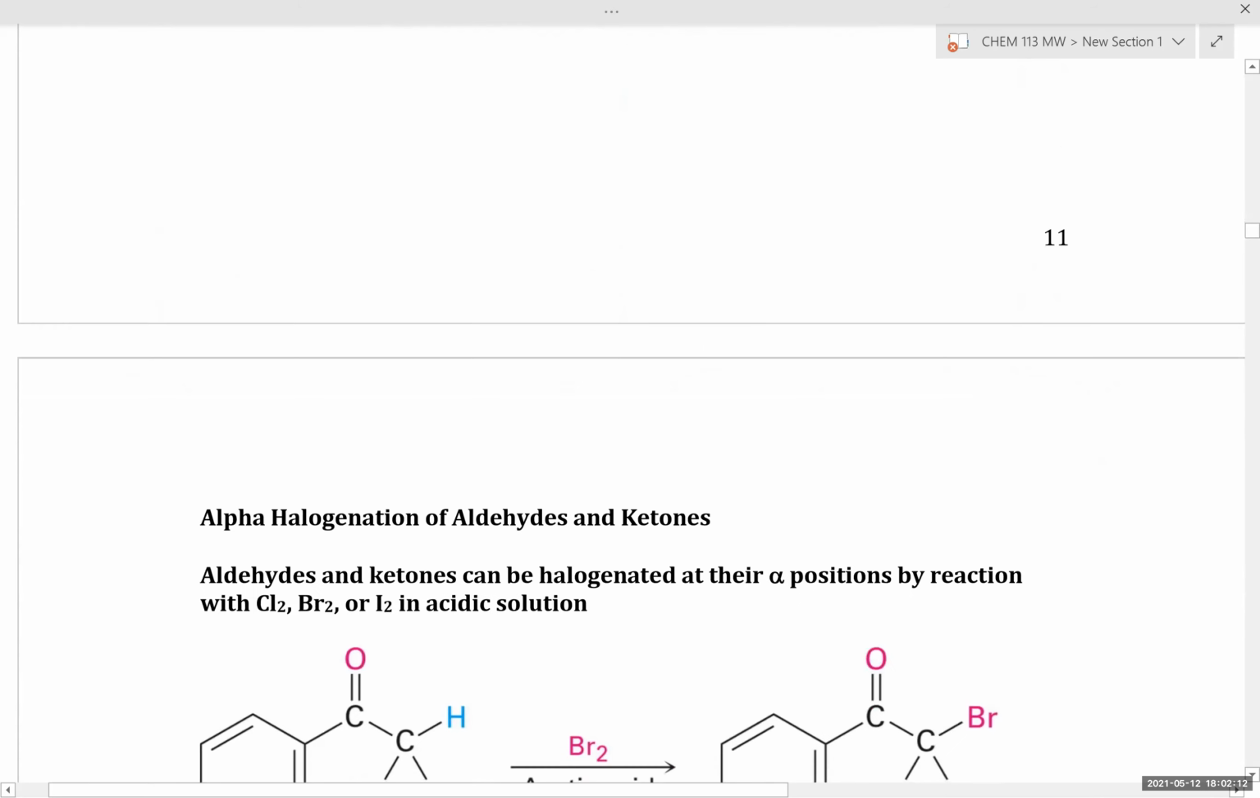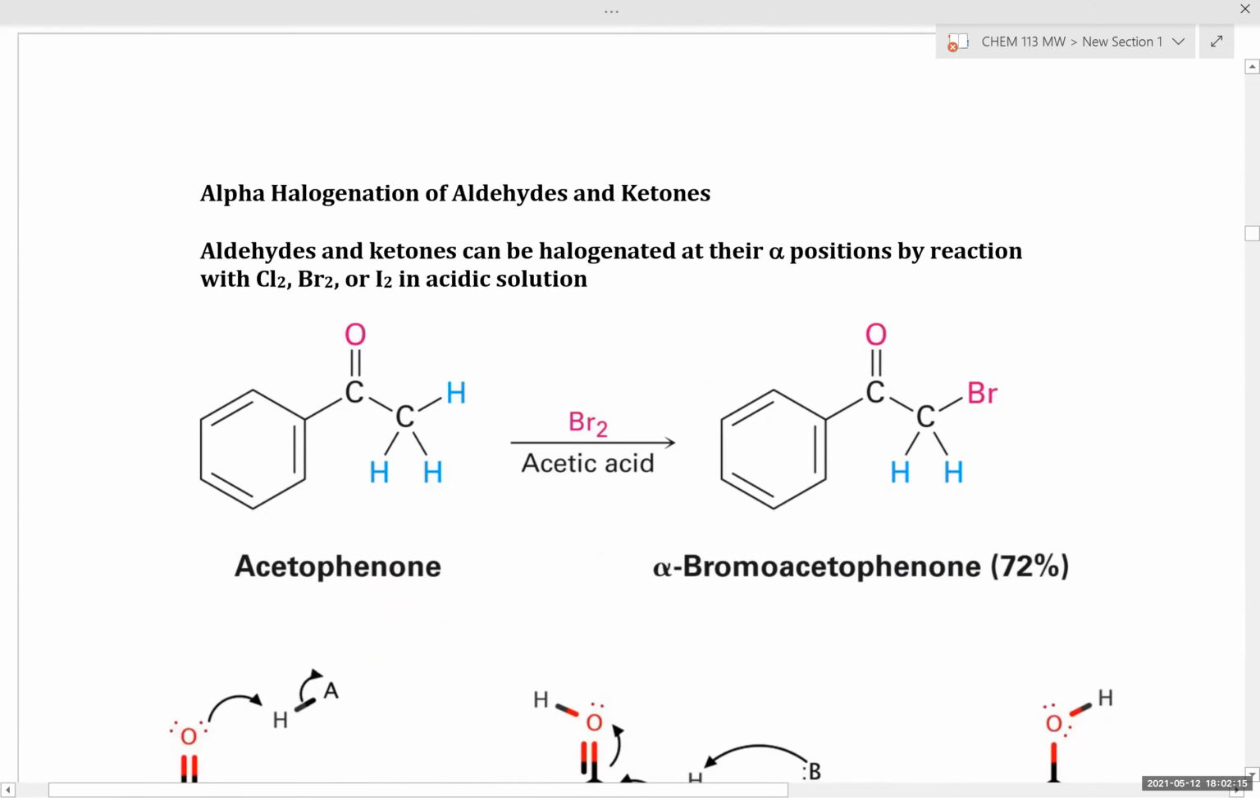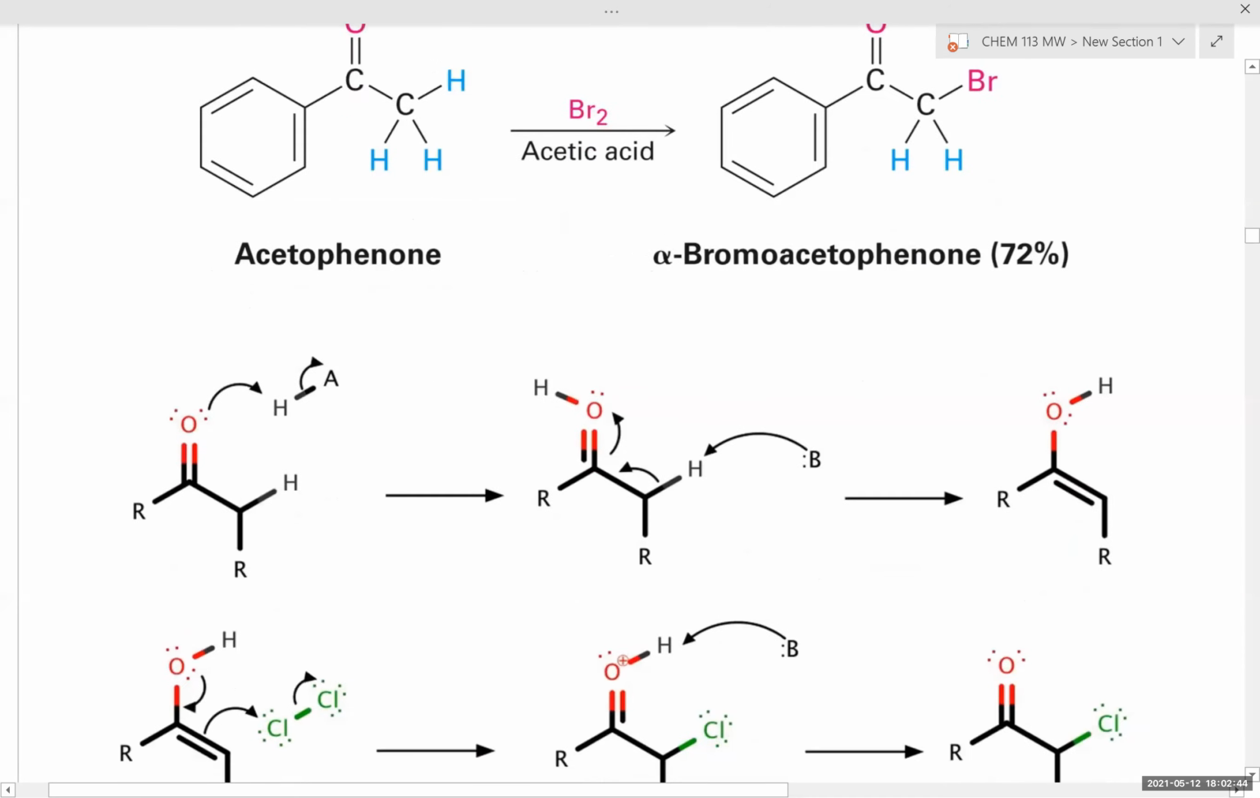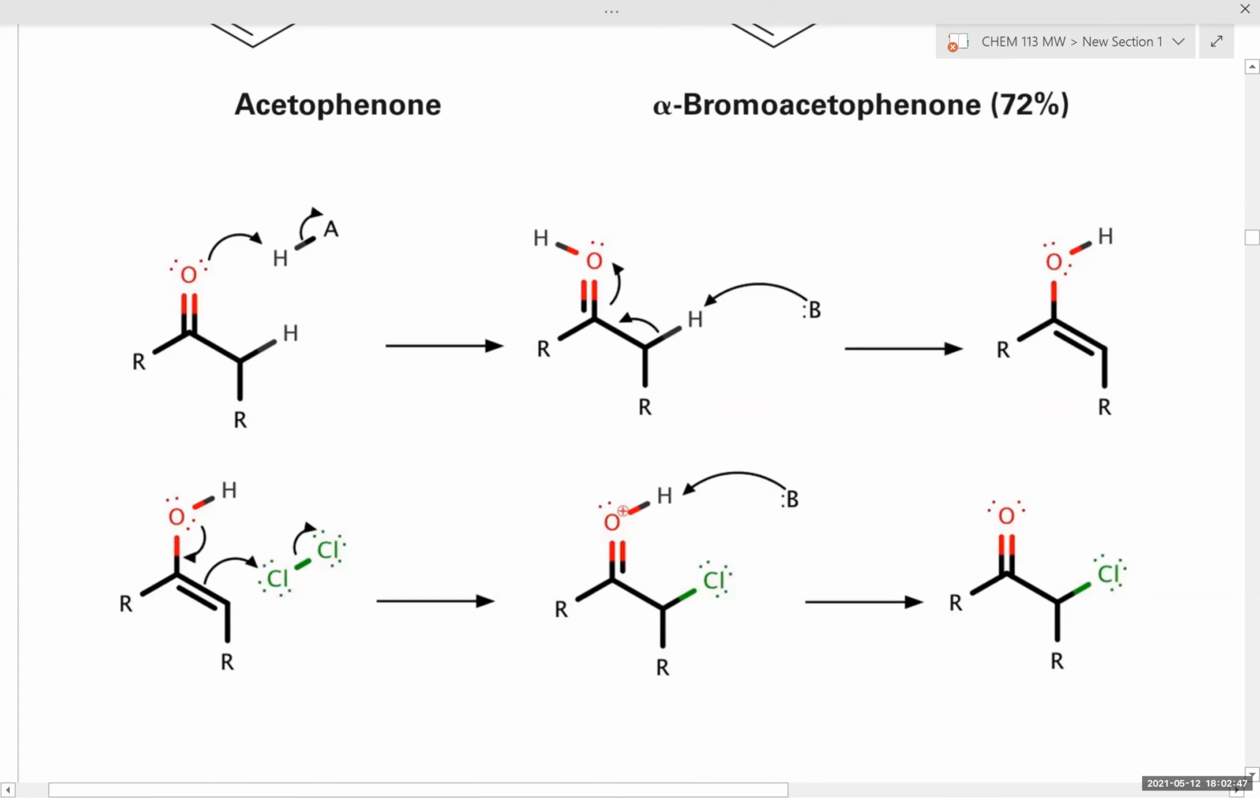Okay, so let's keep going and let's talk about a very common reaction of aldehydes and ketones, which is the alpha halogenation of aldehydes and ketones under acidic conditions. So aldehydes and ketones can be halogenated at their alpha positions via reaction with chlorine, bromine, or iodine in acidic solution. Because we're under acidic conditions, it's clear that we're having to go through an enol tautomer.